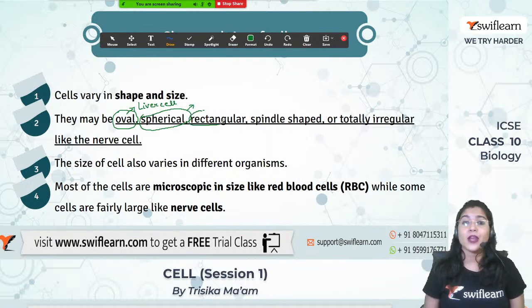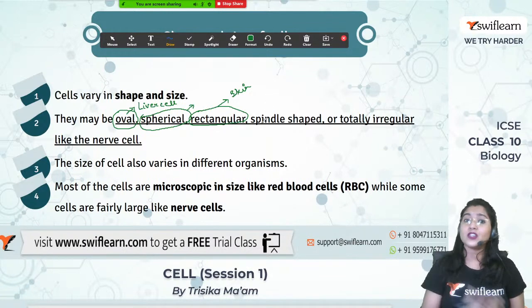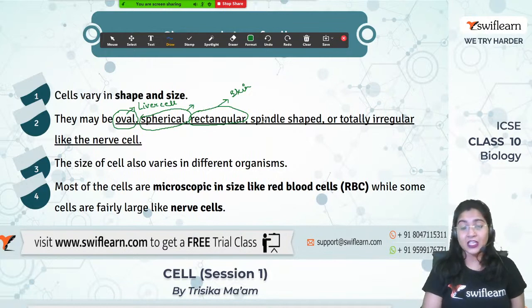Now coming to the rectangular shaped cell. This is also present in the epithelial tissues, right? So the cells which make up the skin, they are rectangular in shape, as well as the different plant tissues are also having the rectangular shape, right? As well as the cheek cells, these are of rectangular shape like this, right?